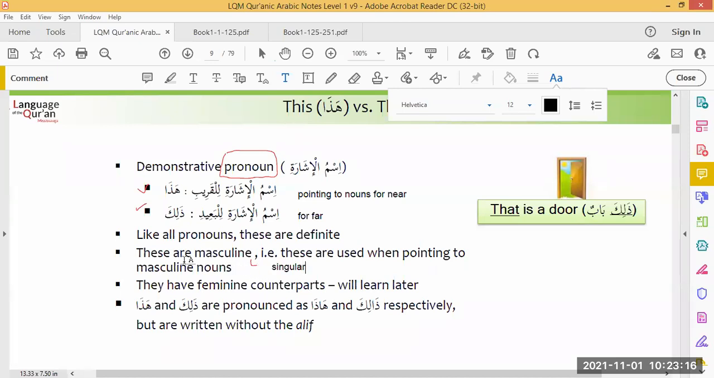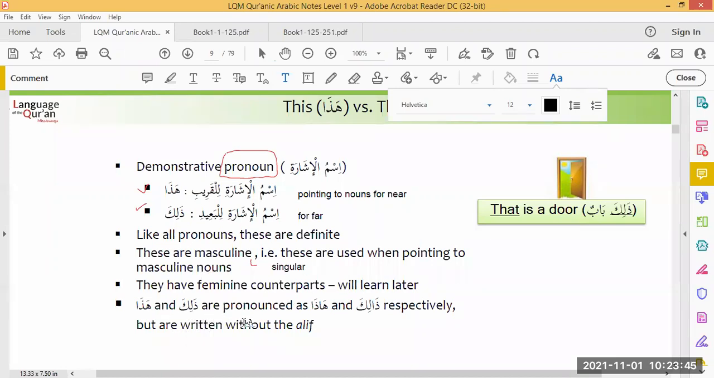These are used when pointing to masculine singular nouns. Haza and zalika we use for the singular, for mufrad. In Arabic, we call it mufrad. They have feminine counterparts. We will learn them in the next lessons, inshallah.